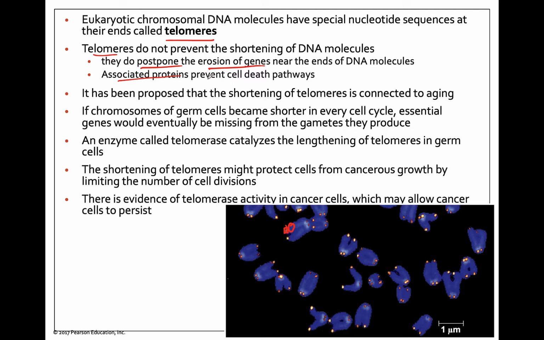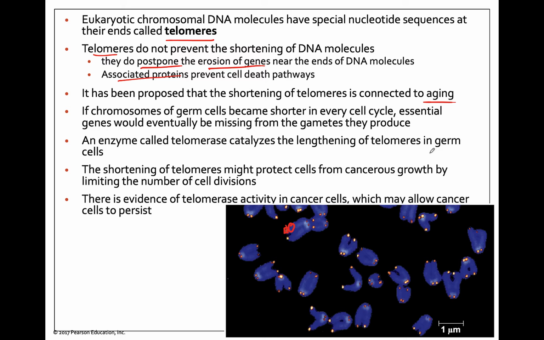So if a telomere is present, that can be a way to prevent cell death because we know that this is a protected chromosome. It has been proposed that the shortening of telomeres is somehow connected to aging. We know that if the telomeres only shortened and we didn't have any way to make them longer, every generation we would have shorter and shorter chromosomes. But that's not the case.